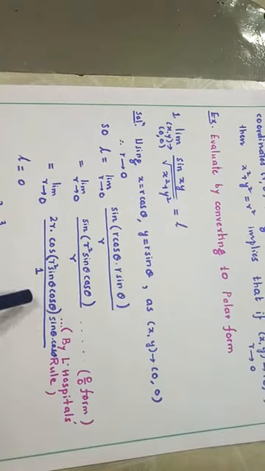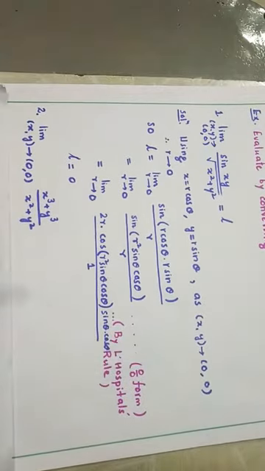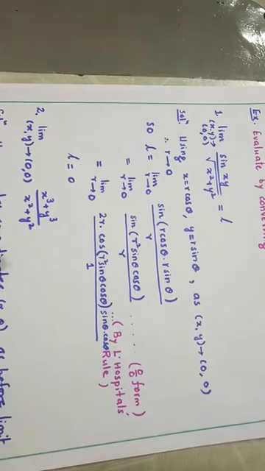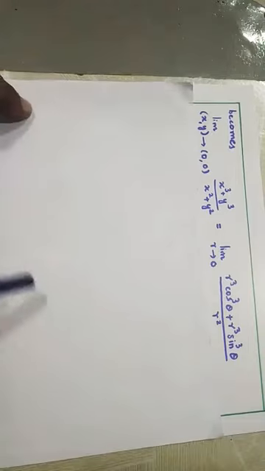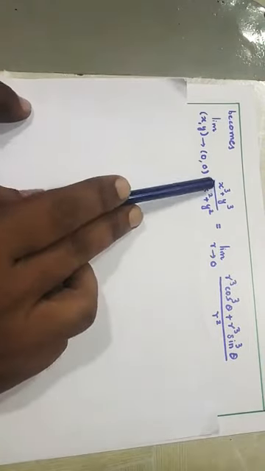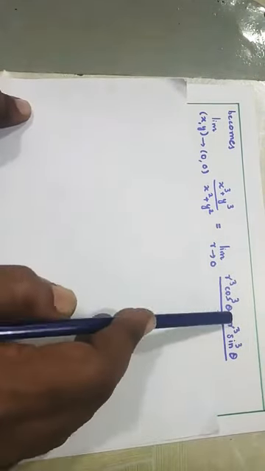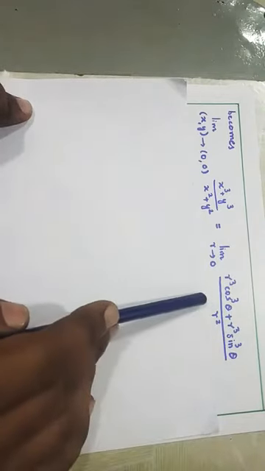See the second example. If we have the limit of x cube plus y cube upon x square plus y square, then converting it to polar form, using x equal to r cos theta, y equal to r sin theta, this will become r cube cos cube theta plus r cube sine cube theta upon r square.